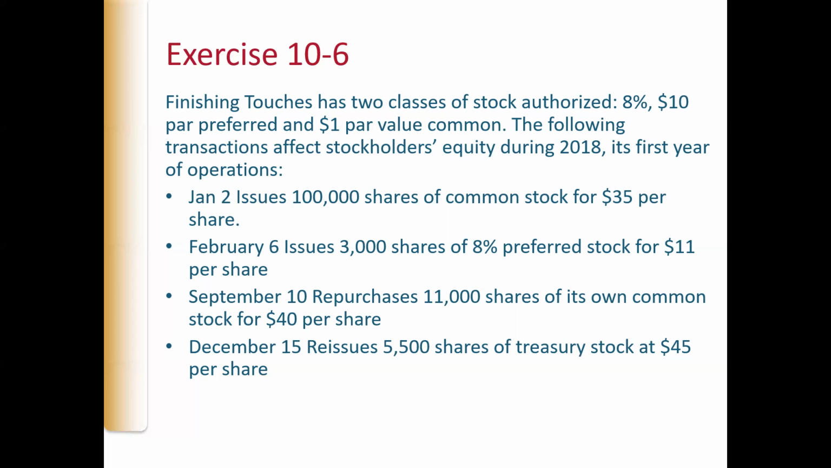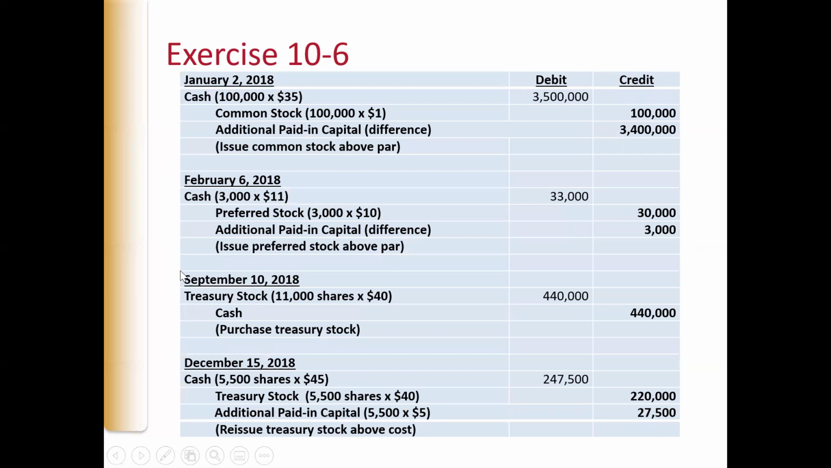Okay, guys. Can anyone help out with the first one? January 2nd issues 100,000 shares of common stock for 35 per share. Basically, the first one is we debit our cash for 3,500,000. We only credit the common stock for the par value. That's 100,000. And we credit the additional paid in capital for the difference.